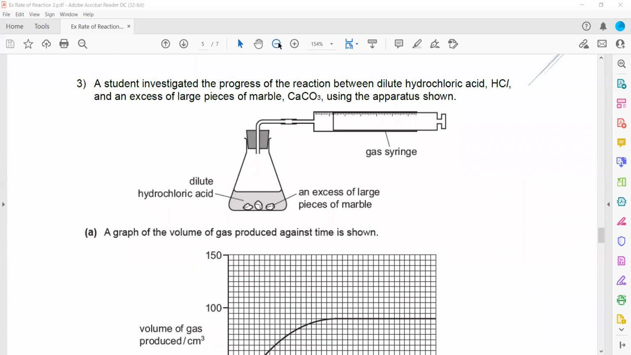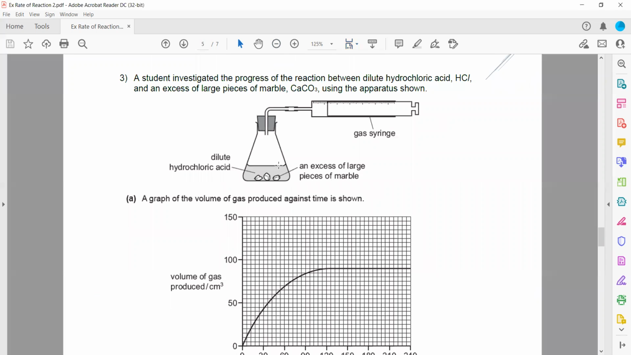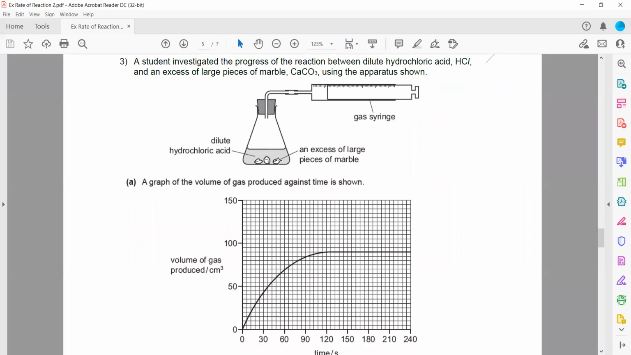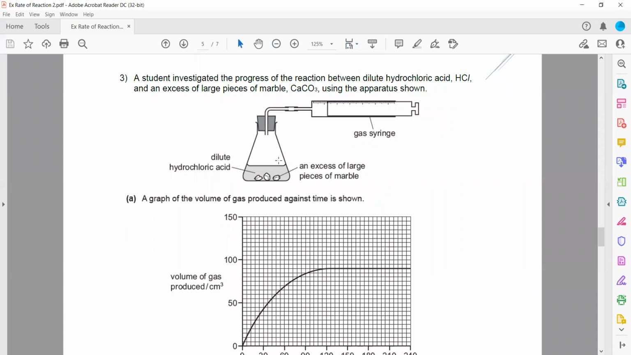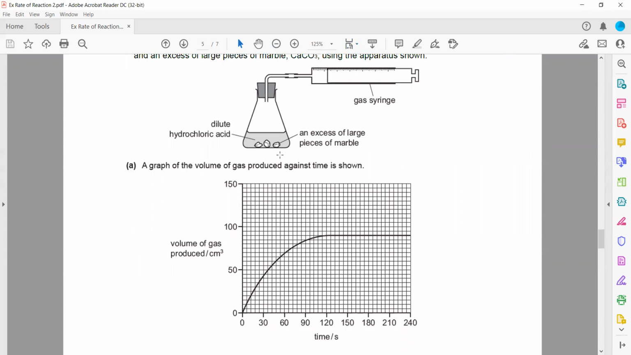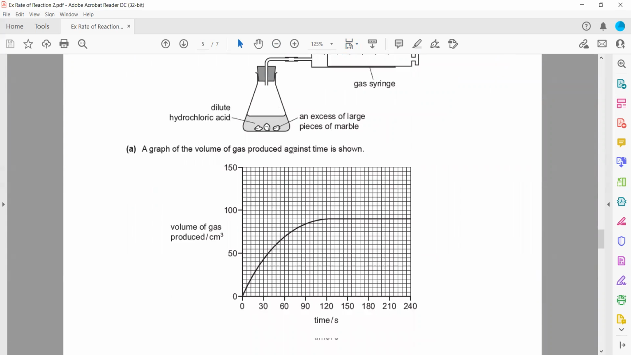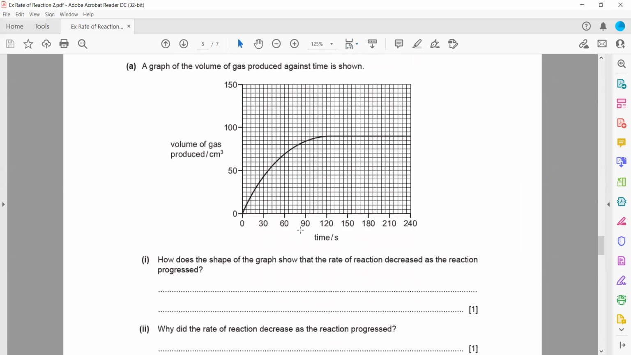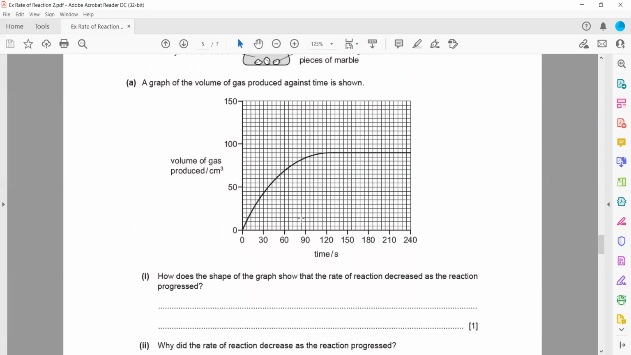In question 3, a student investigated the progress of the reaction between dilute hydrochloric acid and excess of large pieces of calcium carbonate. So he's using large pieces of calcium carbonate. This is a graph which is plotted. How does the shape of the graph show that the rate decreases as the reaction progresses? As the reaction proceeds, the rate of the reaction is decreasing, because the gradient of a tangent represents the rate.